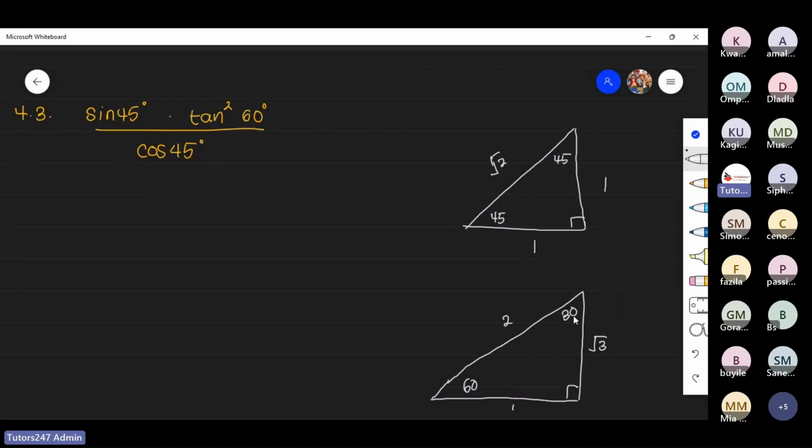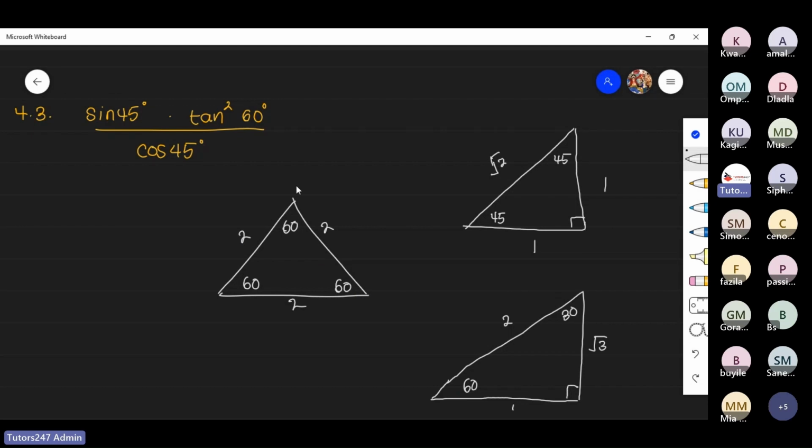Now, how we obtained that 60 by 30 was by originally having an equilateral triangle. An equilateral triangle is a triangle that has all equal sides and all equal angles. So an equilateral triangle has 60 all round. This will be 2, 2, and 2.